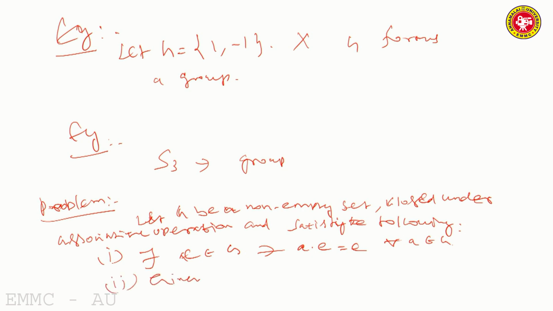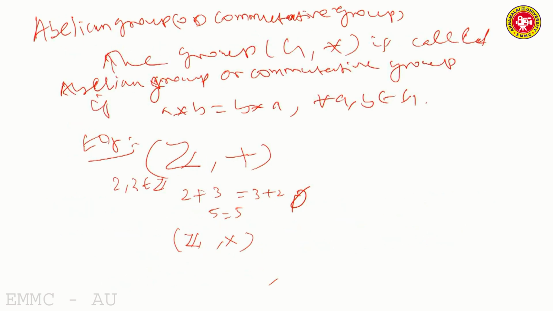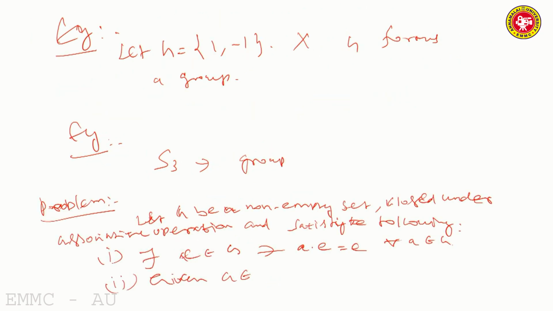Given A in G, there exists an element Y in G such that AY is equal to identity E, then G is a group under this product.